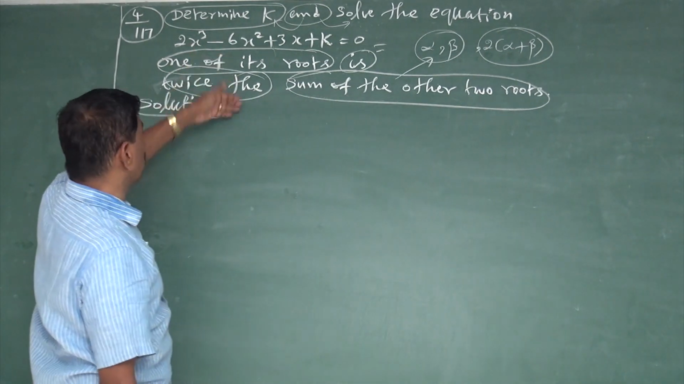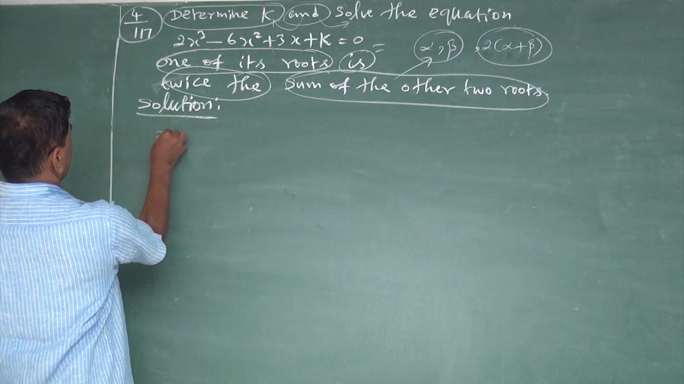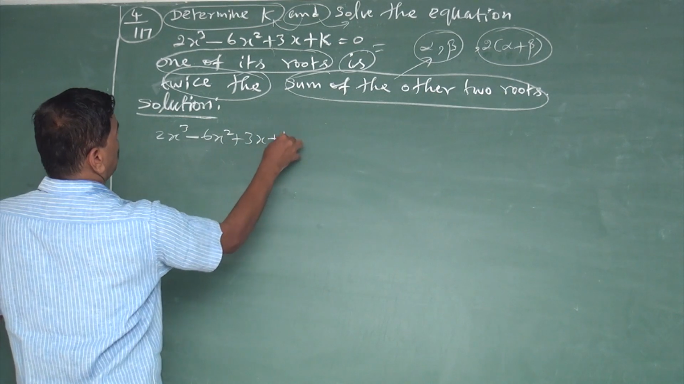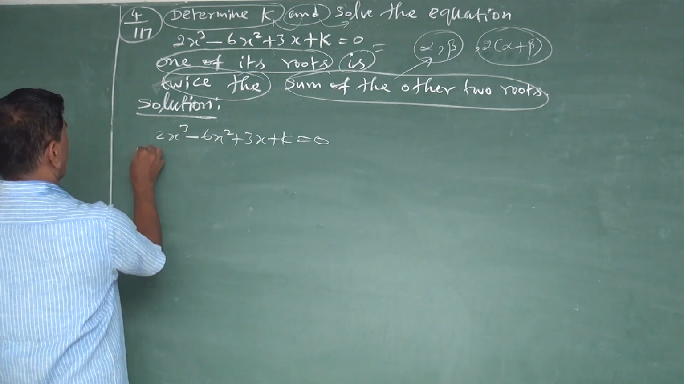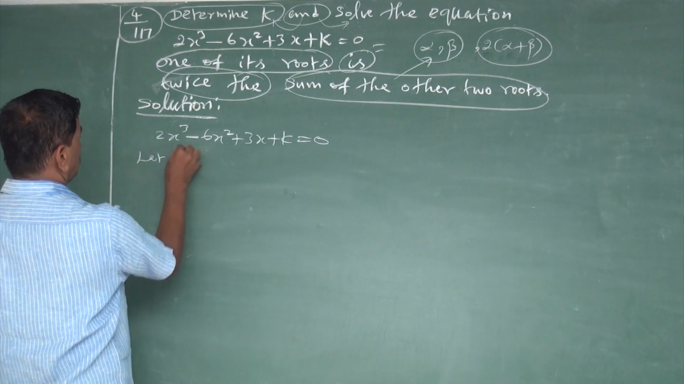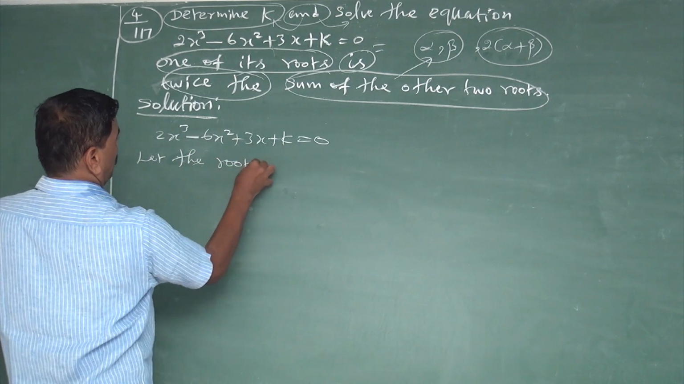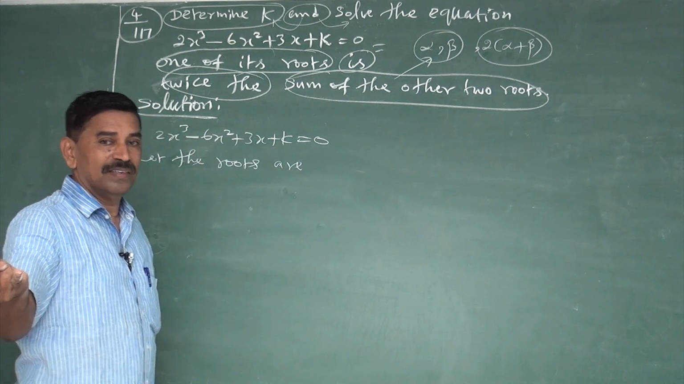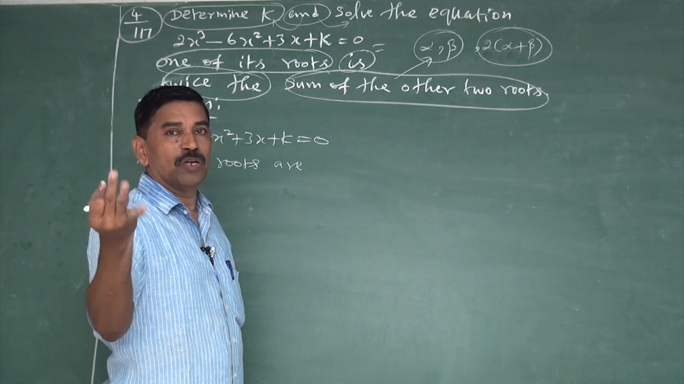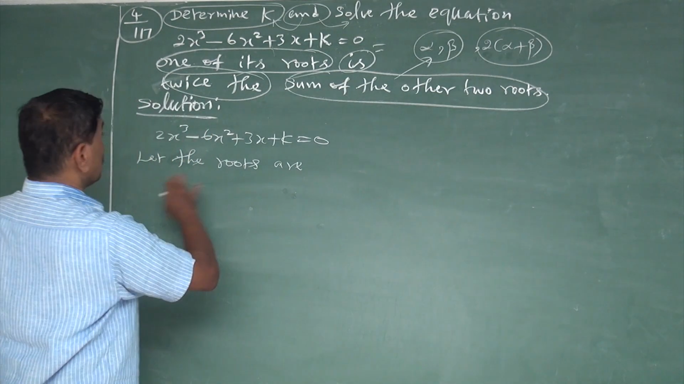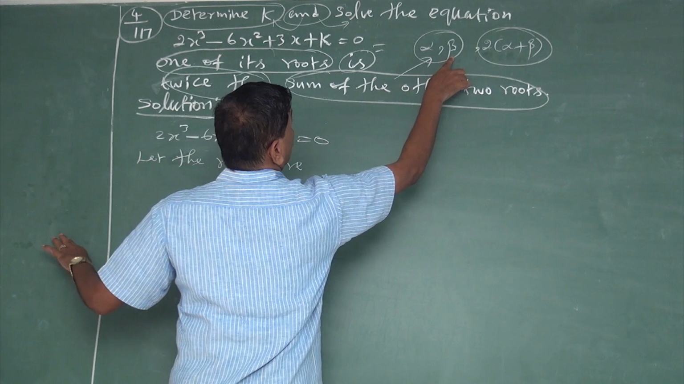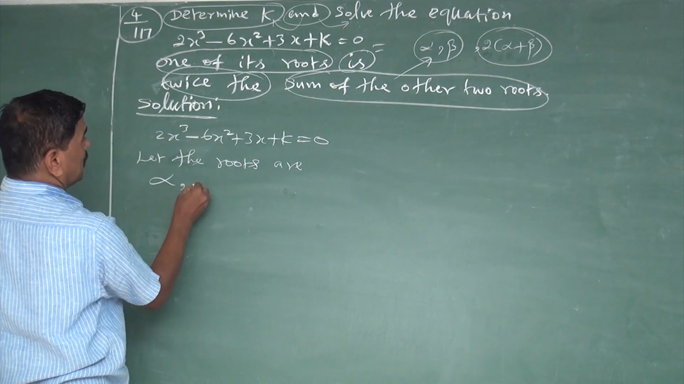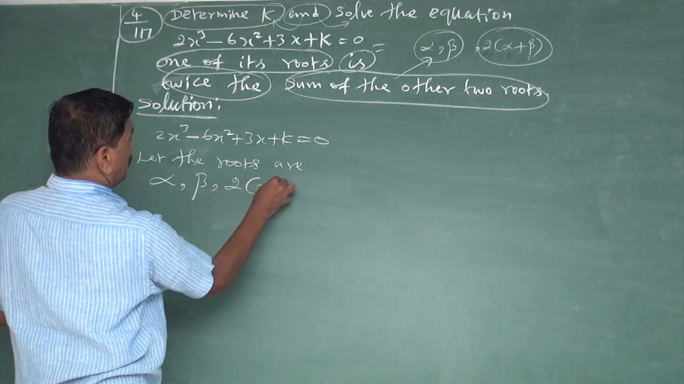Very good. Now take your given cubic equation first of all, that is 2x cube minus 6x square plus 3x plus k is equal to 0. Let the roots be alpha comma beta comma twice of alpha plus beta.